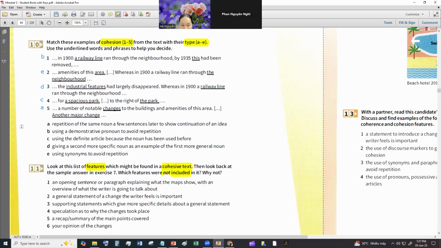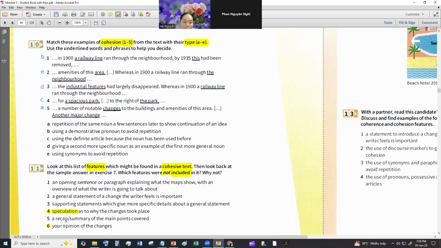I think it is the speculation as to why the changes took place and my opinion of the changes. That's right. Good job. So for IELTS writing task 1 in general, and this exercise in particular, we will not include information such as number 4 and 6. So you don't try to guess the reasons for the change, and you don't express what you think about the change.